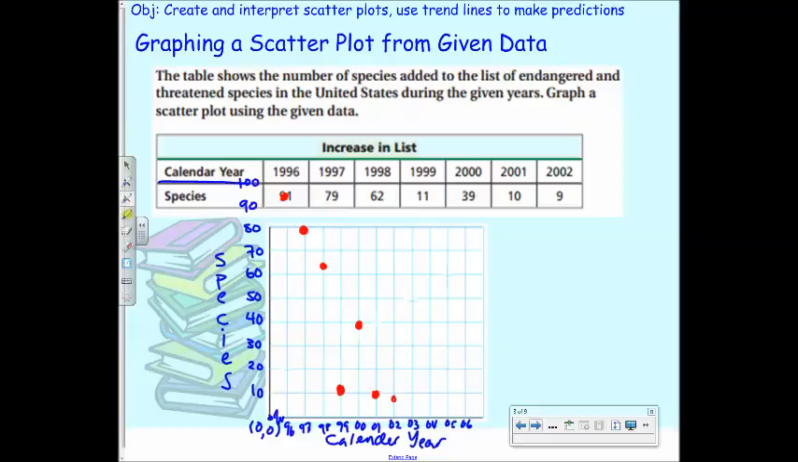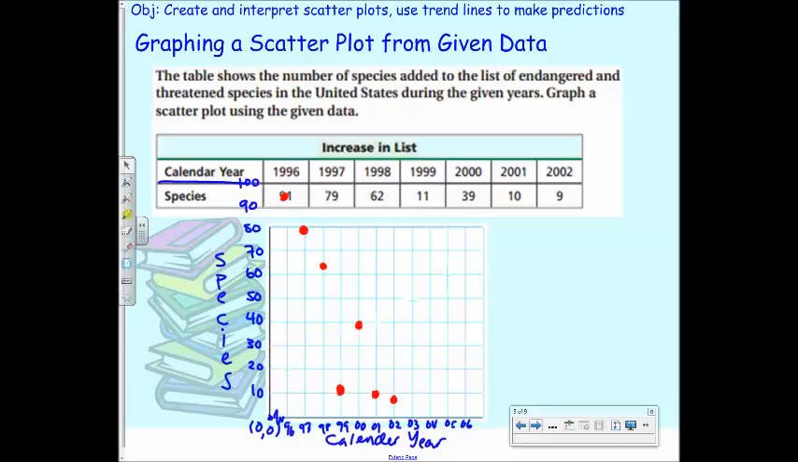All right, so in this scatter plot, is there a relationship between the calendar year and the number of species increased? No, there's not. Why not? Okay, it rises, falls. It's all over the place, right? It's unsteady. So if I asked you to predict what would happen in 2003, could you make a prediction? Yes, but would it be very reliable given the past data? No, because, for example, from 1999, the species added to the list was 11, right? And then it shot up in 2000. So you can't say necessarily that there's a correlation between those two sets of data.